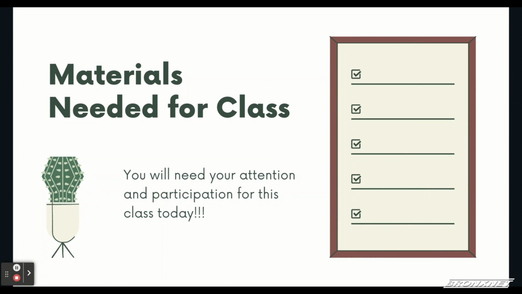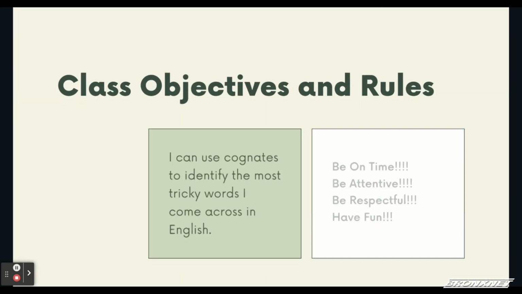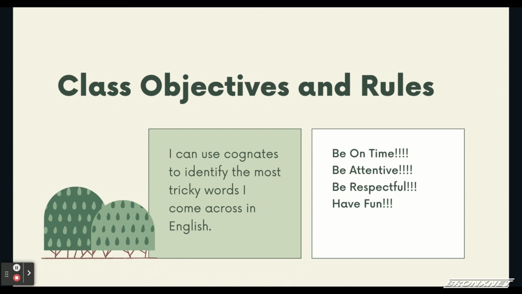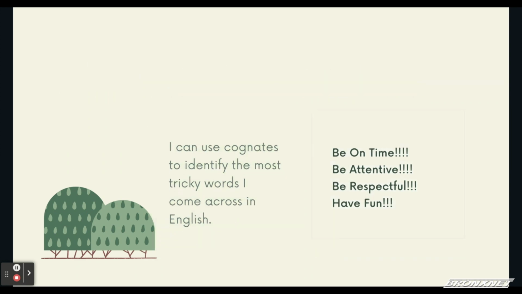Materials you will need for this class. You will need your attention and participation for this class today. Our objective is I can use cognates to identify the most tricky words I come across in English. We also have some rules. Be on time, be attentive, be respectful, have fun.